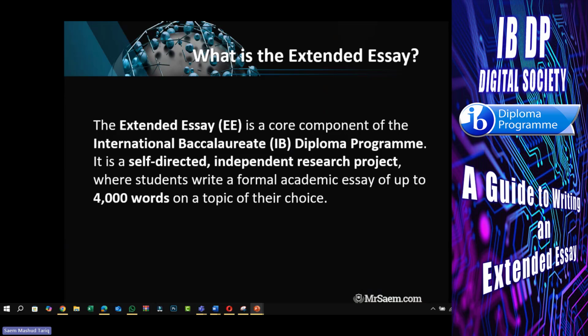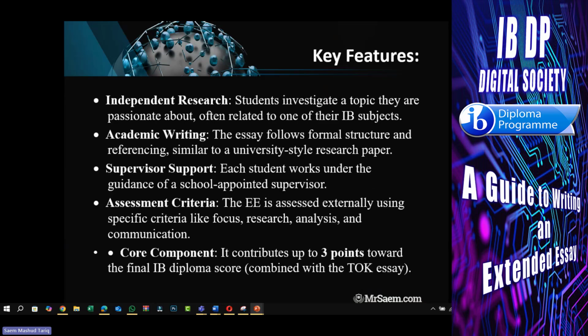It's not definite that it has to be 4,000. It could be 3,800. It could go to 4,100. But it's better that you remain within this boundary. You don't exceed much. That's very important. Okay. Key things: it has to be independent research.